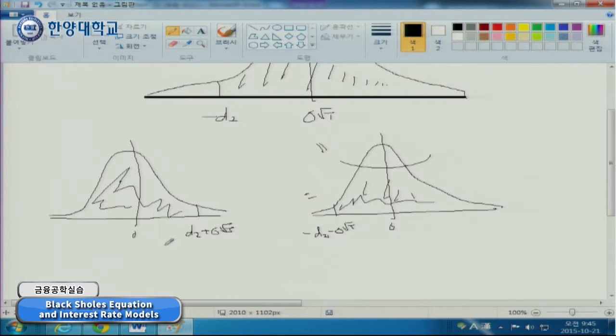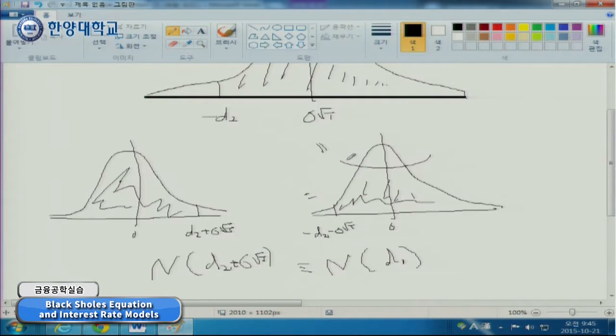And then the size of this area is N(d2 plus sigma root t), right? N is the cumulative probability distribution function. Let's call this one d1, so N(d1), right? I just call d2 plus sigma root t as d1. So the first part is done. Extremely easy, isn't it?